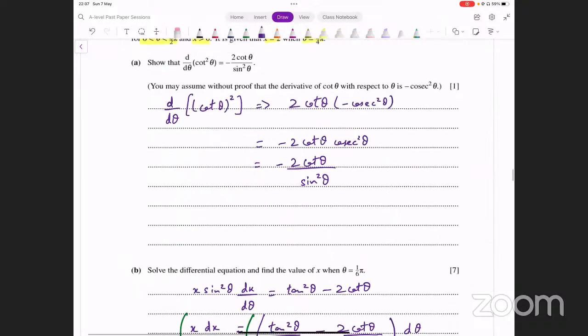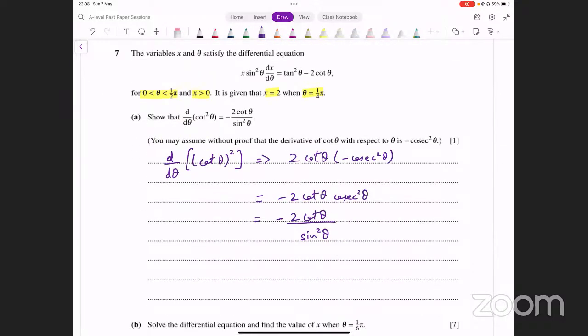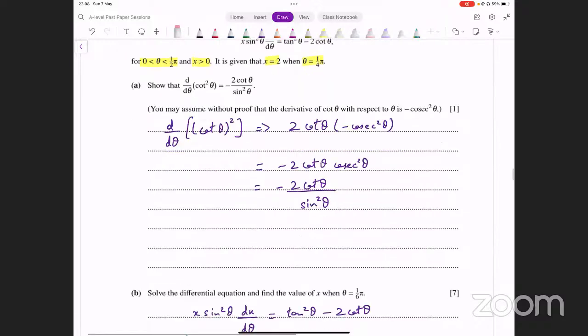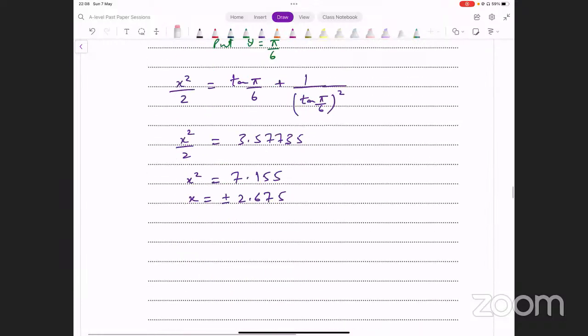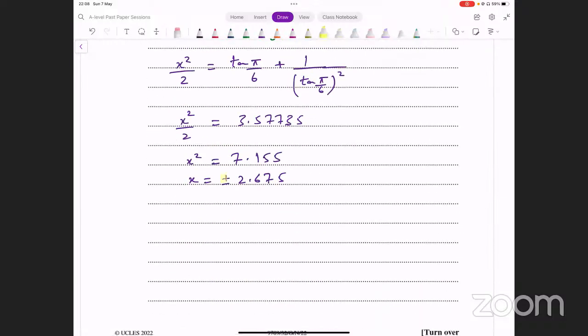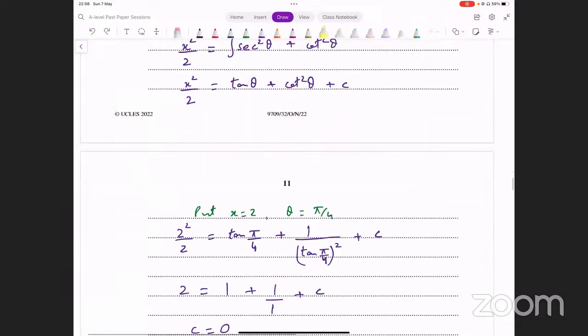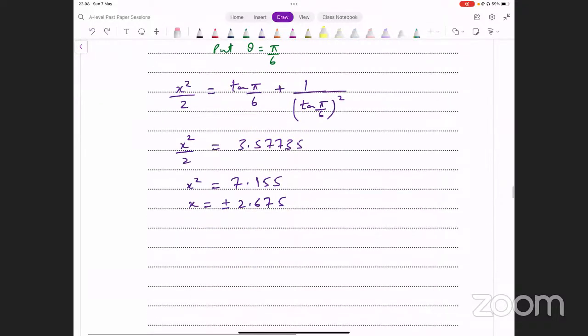वापस आते हैं, क्वेश्चन में उसने क्या दिया हुआ है, उसने कहा हुआ है x is supposed to be greater than 0. Now if x is greater than 0, that means we only have to consider the positive answer here, not the negative one. Okay, ये हमने सिर्फ positive answer consider करना है, negative नहीं consider करना. So the value of x therefore turns out to be 2.675.